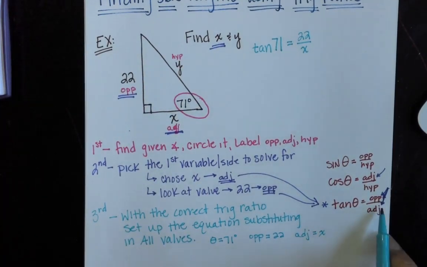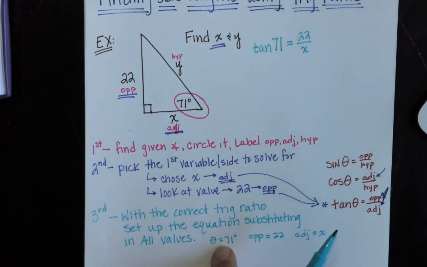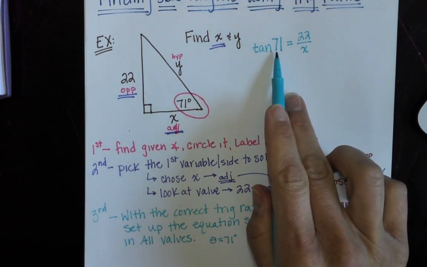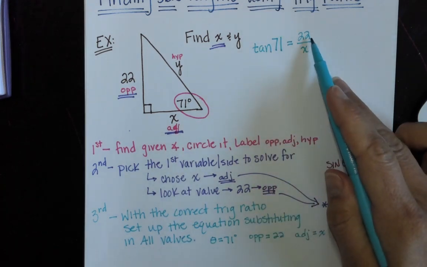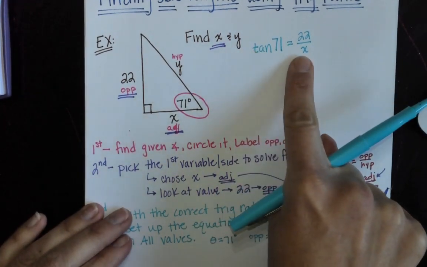So now instead of us just writing out the definition, which again, it's an equation because of an equal sign, I've substituted in each unknown. 71 was our theta, it was the degree. Our opposite side was 22, and the adjacent side was x. So now we have an equation that we can solve.